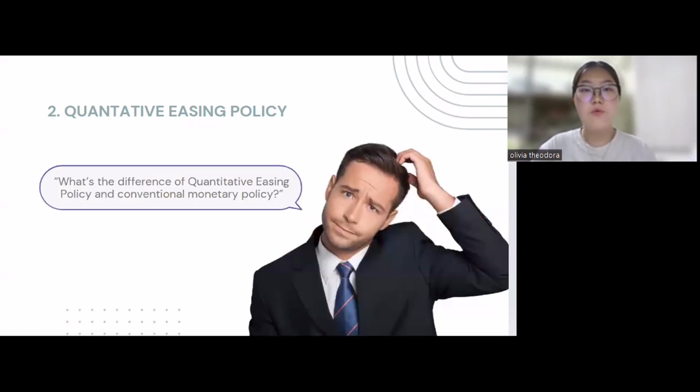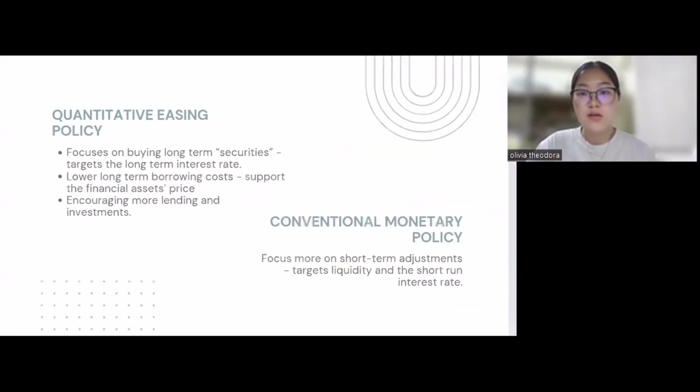But how does it differ from the usual monetary policy, you may ask? Quantitative easing policy focuses more on buying long-term securities, which also targets a long-term interest rate. It will have a lower long-term borrowing cost, which could support financial asset prices, as well as encourage more lending and investment. While the usual monetary policy, or what we call conventional monetary policy, focuses more on applying short-term adjustments, which target liquidity and the interest rate at that time, or in the short run.